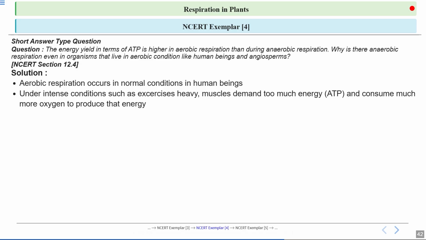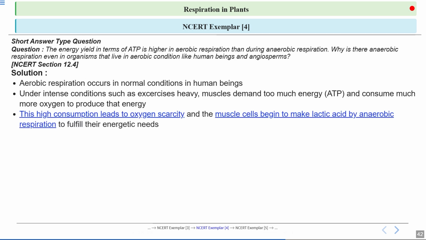So in this case, there is too much demand of energy and we consume much more oxygen to produce that energy. So this high consumption results in oxygen scarcity. That is, now oxygen is less, and the muscle cells will begin to make lactic acid by the process of anaerobic respiration to fulfill their energy requirements.